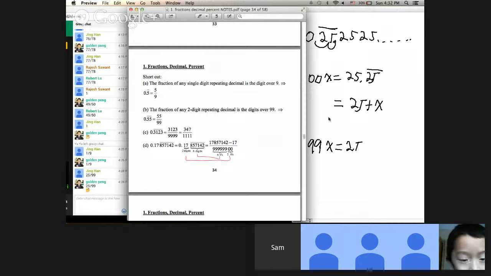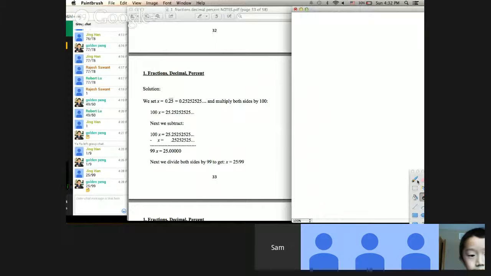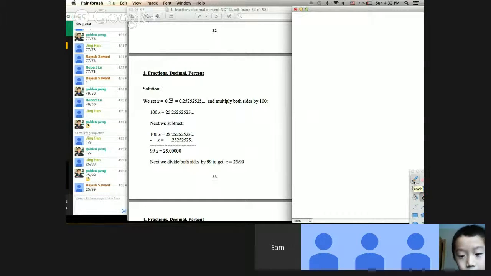Okay, so using that, see if you can do this: what is 0.2 repeating? What is that equal to in fraction form?